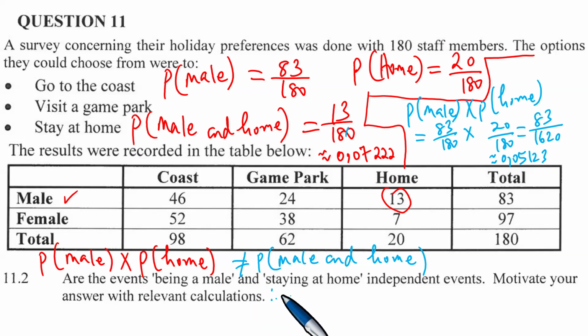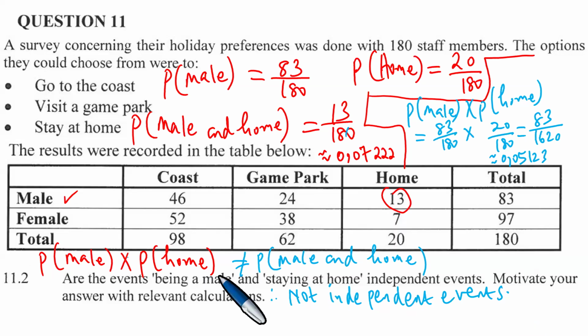Right, so those are not equal to each other and therefore not independent events, because this principle does not hold. The left and the right are not equal to each other. We move on to the next question.